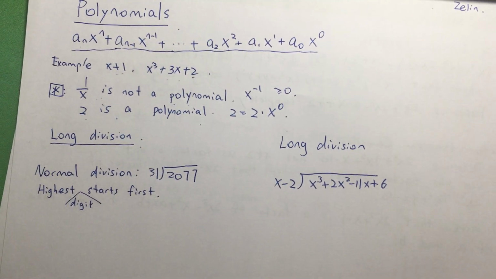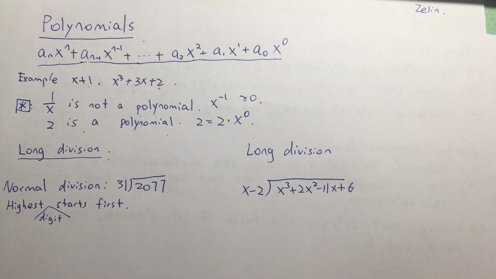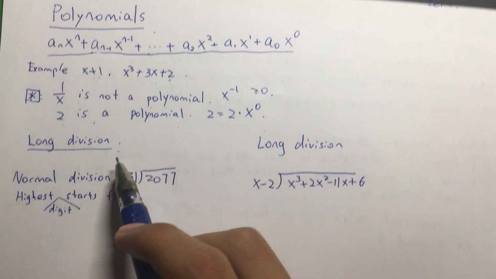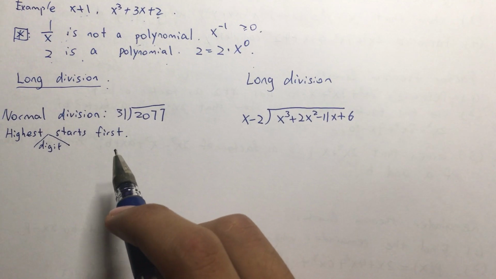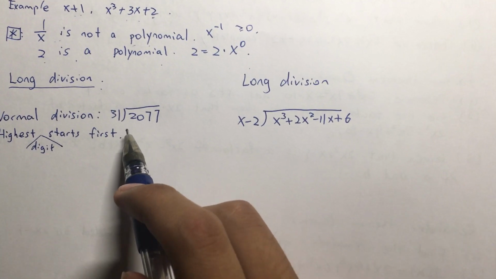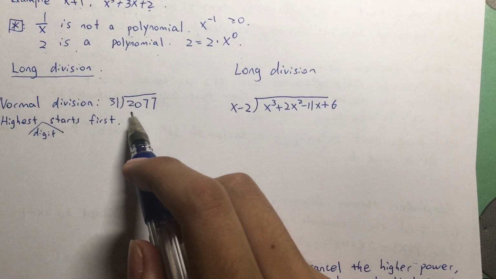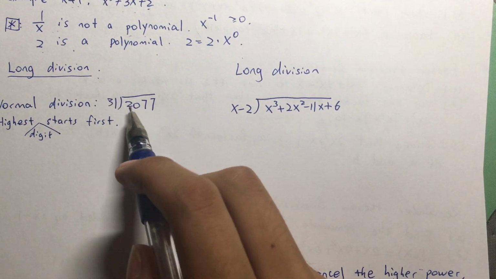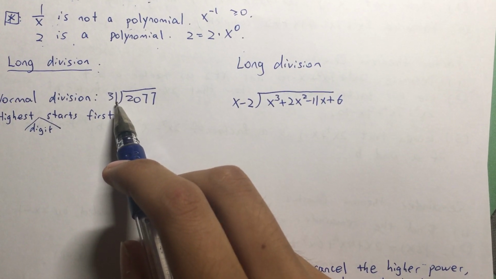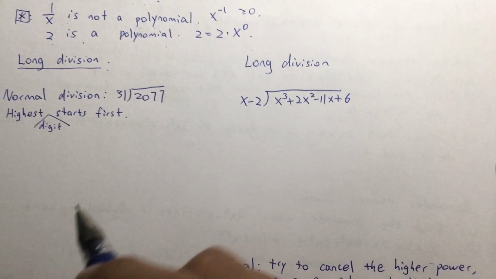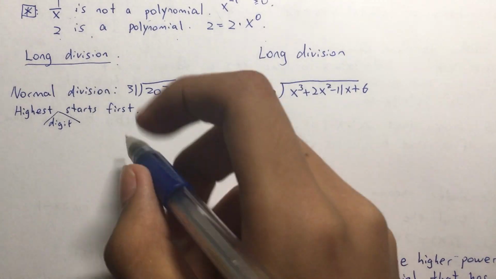Okay, so that is a polynomial. It's not that difficult, right? Okay, let's talk about long division. Well, long division is very similar to our normal division when we only do numbers. For example, 2077 is divided by 31. So what should we do first?